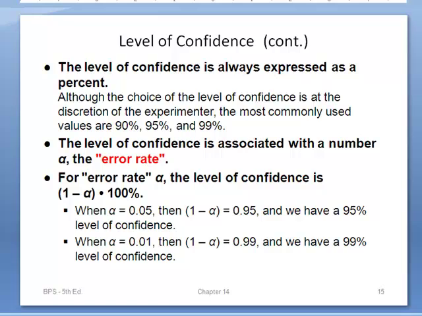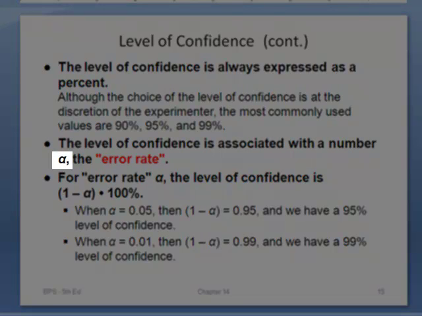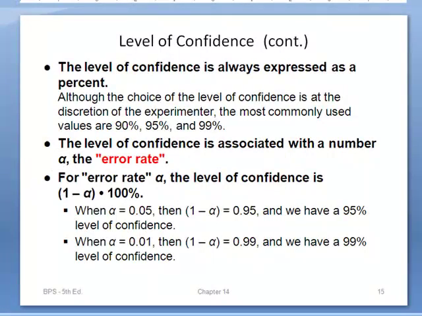Now, the level of confidence is associated with a number called alpha. This is called the error rate. For the error rate alpha, the level of confidence is 1 minus alpha times 100%. Let's see how this works. If I'm talking about a 90% confidence interval, my alpha is going to be 10%. I just take 1 minus alpha, that gives me my confidence level. And conversely, if I wanted to find from a confidence level what my alpha is, I would say 1 minus my confidence level to get the alpha, the error rate.